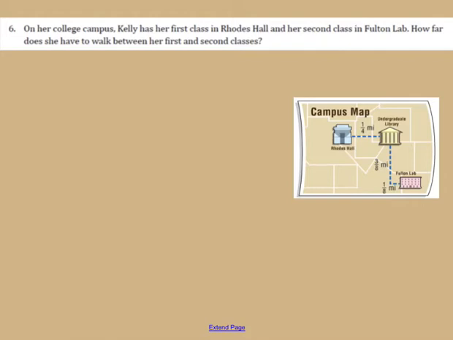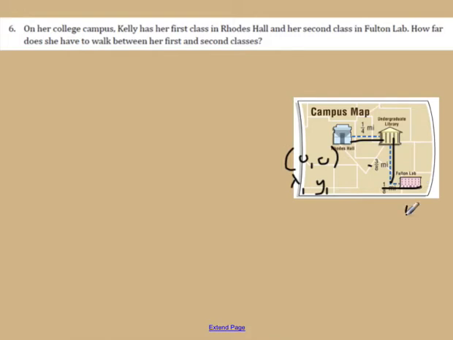So for number 6, she's on her way to college campus. She has her first class in Rhodes Hall. So what I'm going to do is call Rhodes Hall 0, 0. And that's going to be my x1 and my y1. And then she's going 1/4 of a mile this way, 3/8 of a mile this way, so that's going to be negative, and 1/8 of a mile this way.